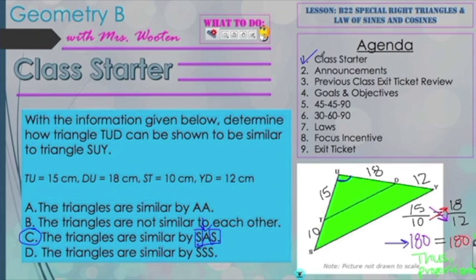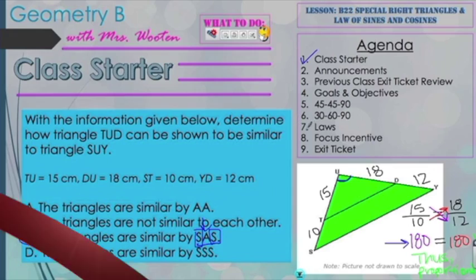Alright, so that was our class starter. Next up will be announcements. Then we'll go over our previous class exit ticket. Then we'll go over our goals and objectives. Then we're going to talk about two kinds of special triangles. Then we're going to look at laws of sines and cosines.